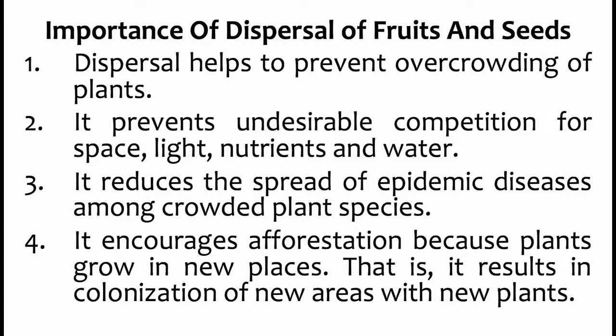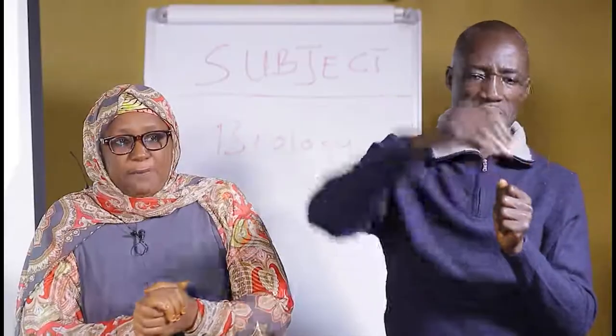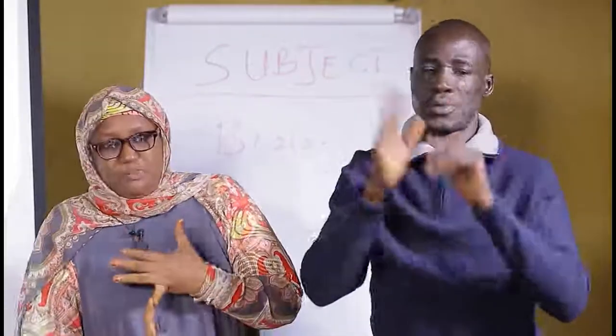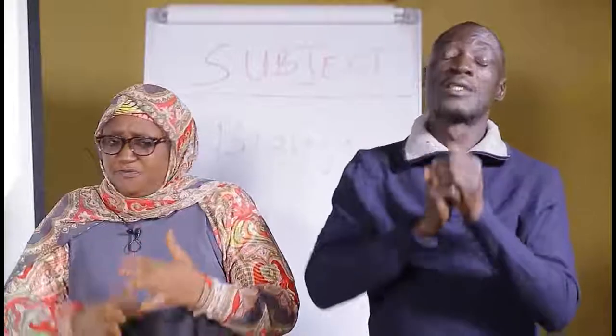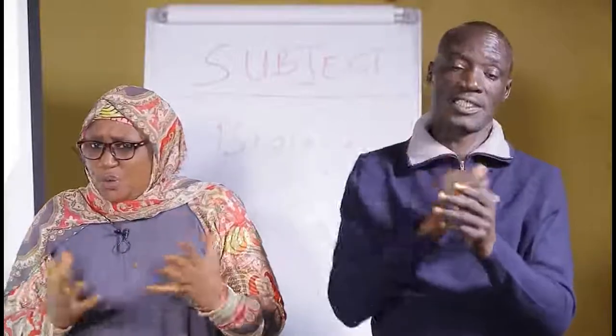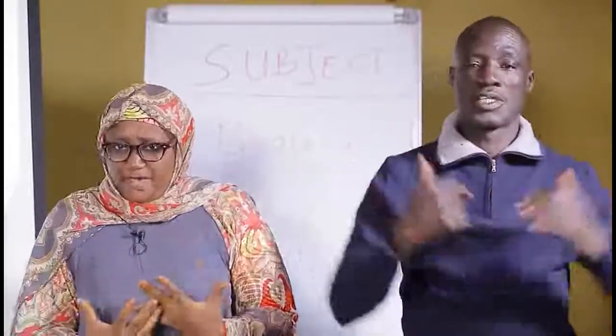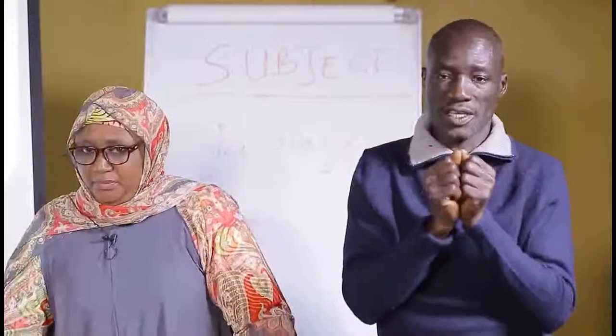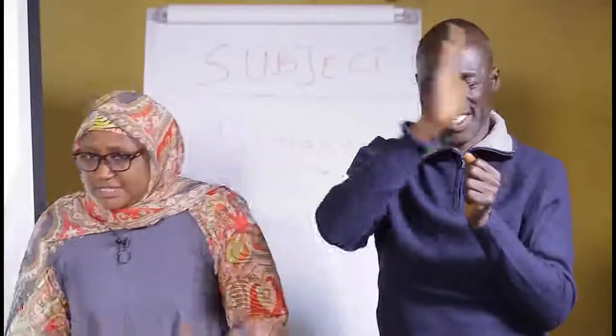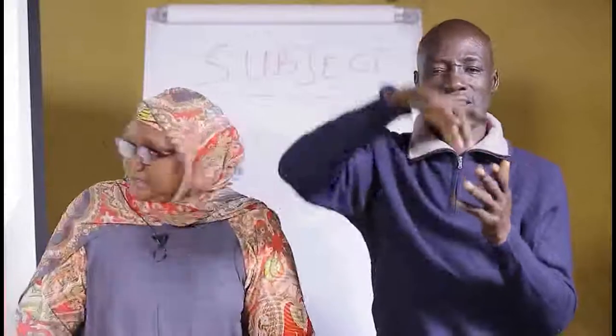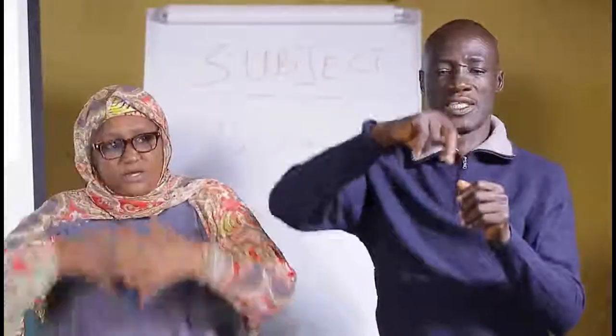Okay, the second point is it prevents undesirable competition for space, light, and nutrients. We know that plants need space. Even human beings, you need space. When there is no space, if you are overcrowded in one place, you find it very difficult to survive. So plants also need space. They need light to photosynthesize. They need nutrients, and they also need water and oxygen.